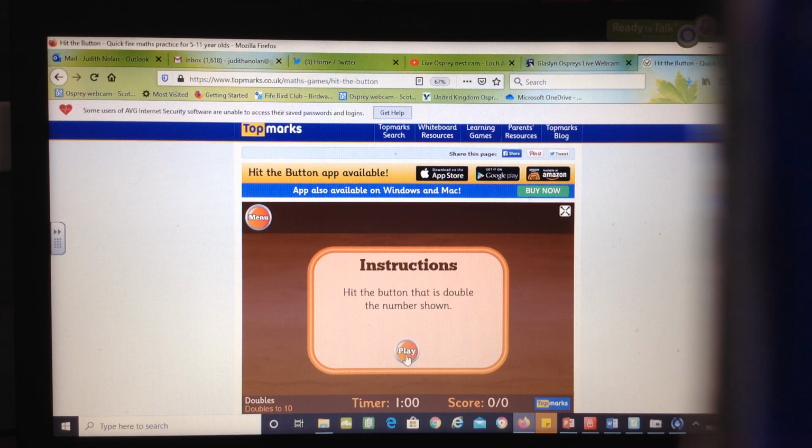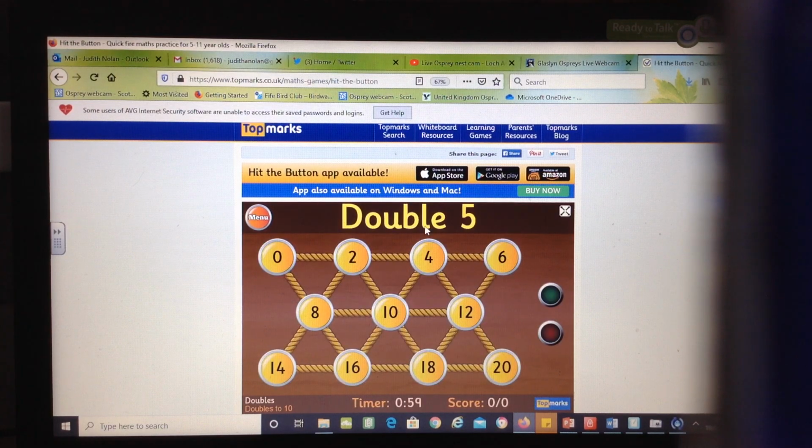Now, I'm not going to do much of this for you because you've got to do it at home and be really, really quick. Double 5 is 10. Double 1 is 2. So you can carry on like that and see how quickly you can get to know all those doubles, just like in the doubles wrap.